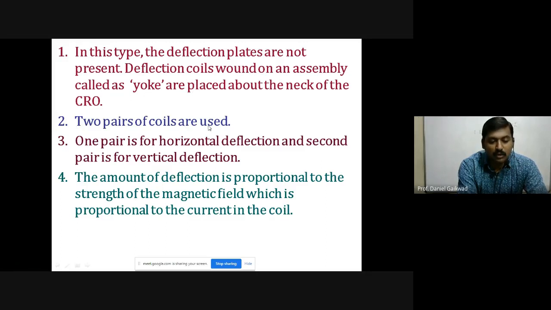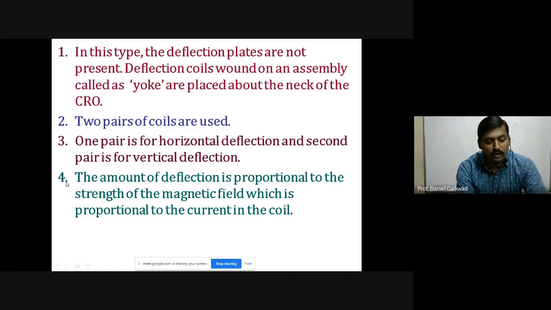Two pairs of coils are used, first pair and second pair. As given in number third, one pair is for horizontal deflection and the second pair is for vertical deflection. So instead of the plates in the electrostatic deflection system, here we have pairs of coils. One coil deflects the electron beam in the horizontal direction and the second in the vertical direction.